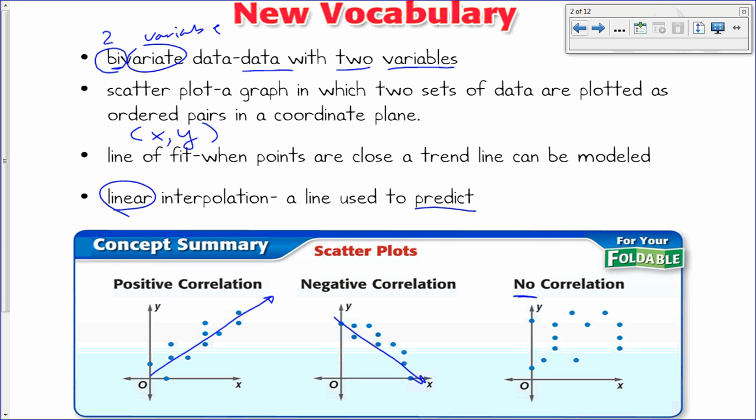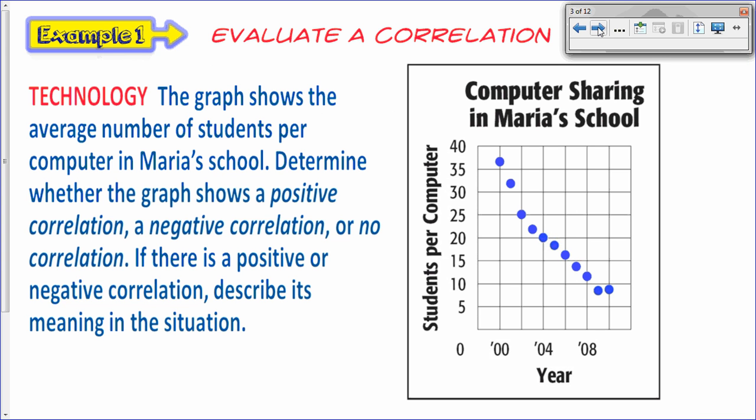It'll be hard to predict when everything's all scattered like that. Everybody clear on that? Okay. All right, so going to the next slide, going back. Negative or positive correlation? Negative. Good. Pretty easy, isn't it?